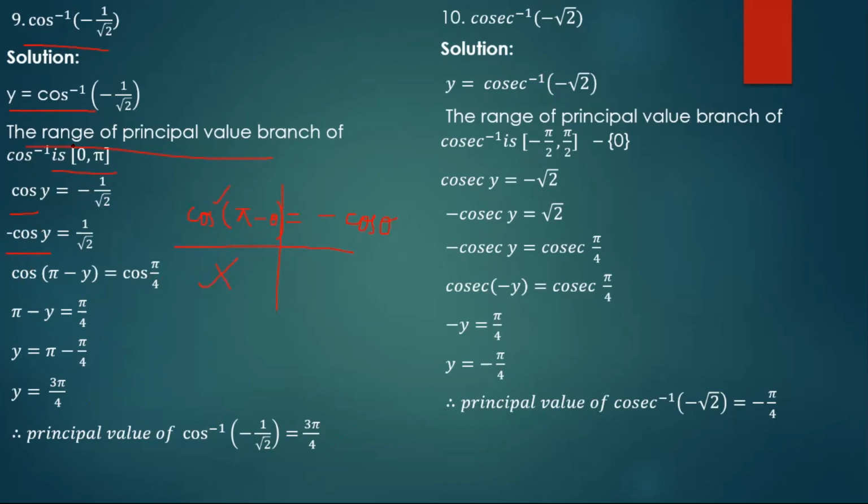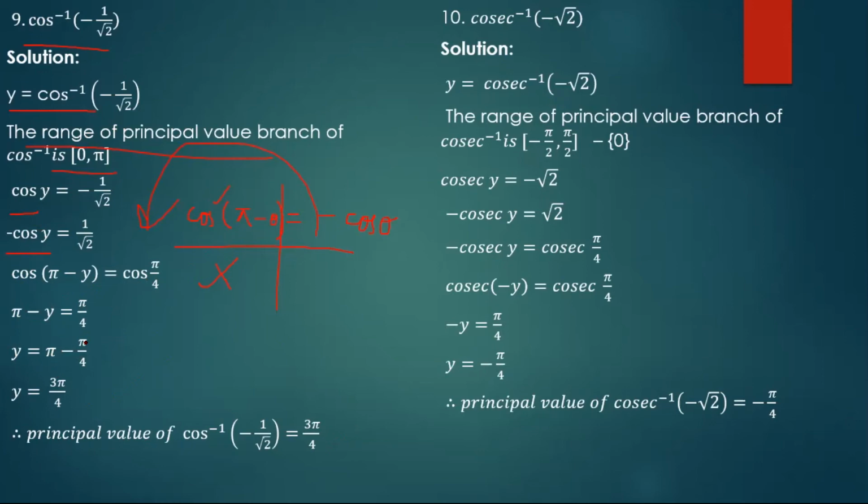The reason is our range is 0 to pi, that is only the first and second quadrants are included. Okay, so this is equal to cos pi by 4. So cos goes, and we have pi minus y equal to pi by 4. So y equal to pi minus pi by 4. When we cross multiply, we have 4 pi minus pi.